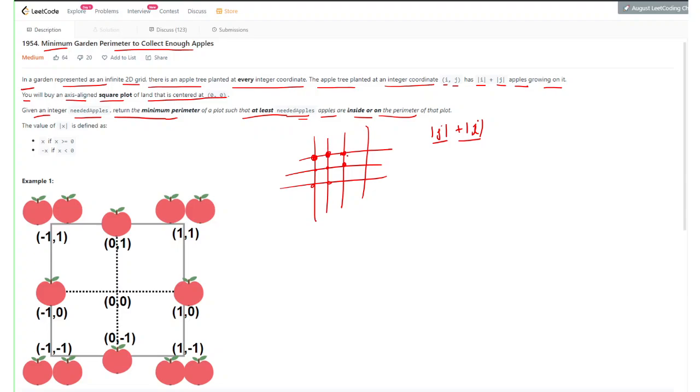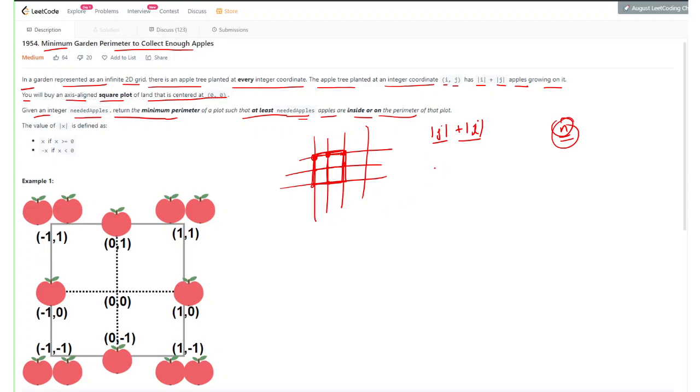Okay, so what you have to do is you are given a certain n, that is the number of apples that is needed. So you will have to find what minimum perimeter you will have to select, so that this number of apples is covered by the apples that we have collected from all the coordinates within that particular perimeter. Okay, so let's see how to approach this problem.